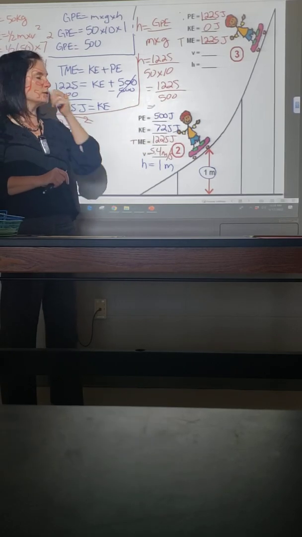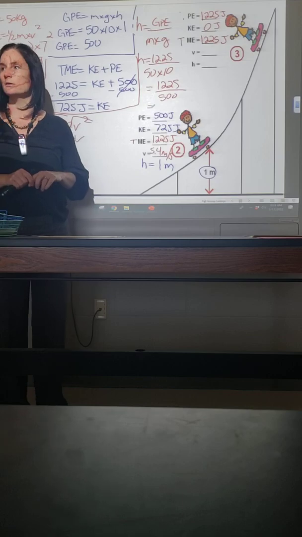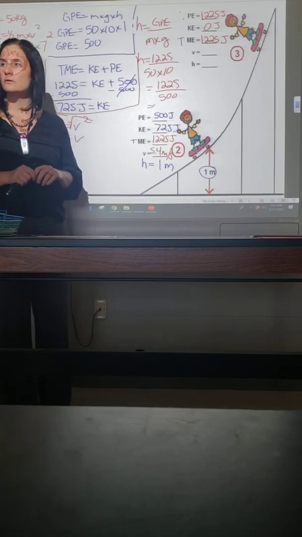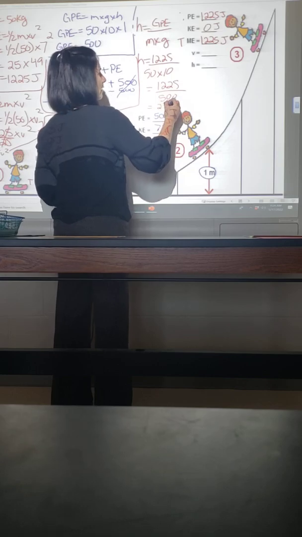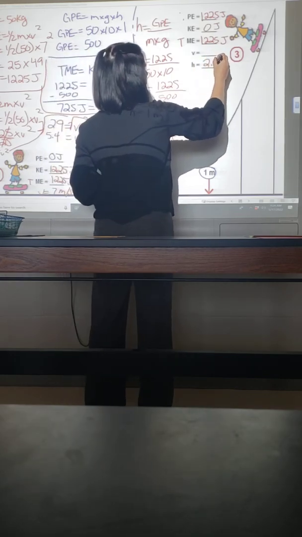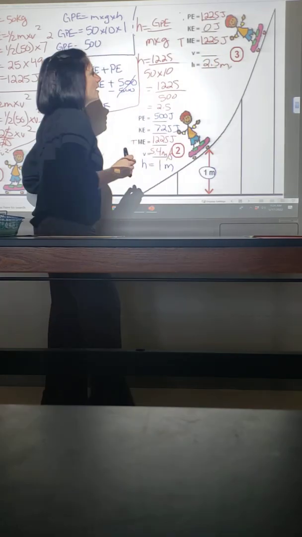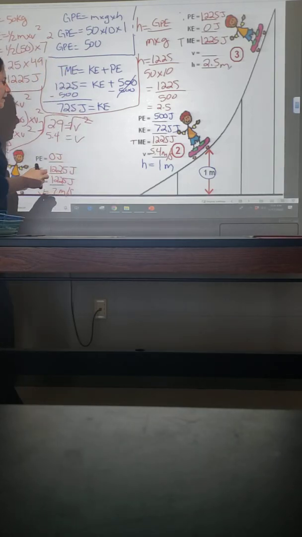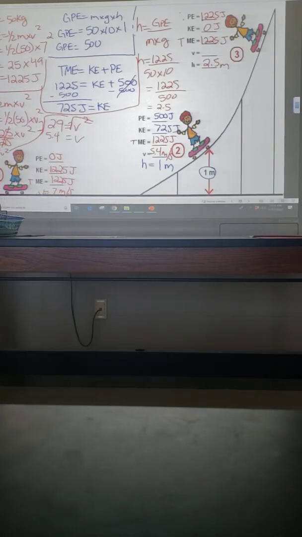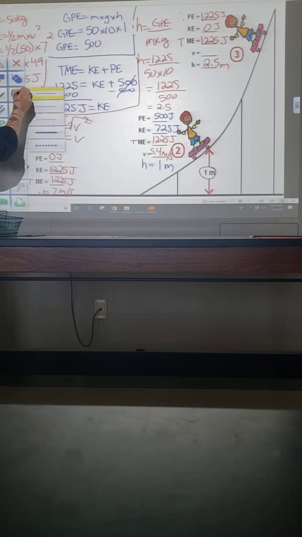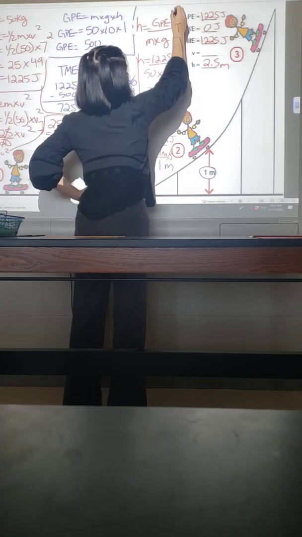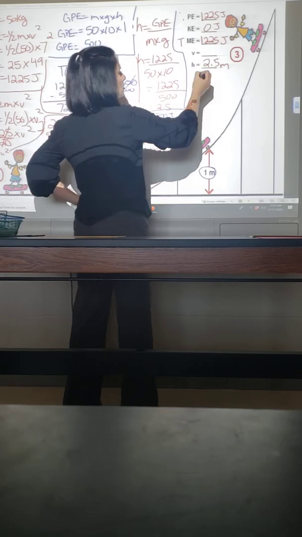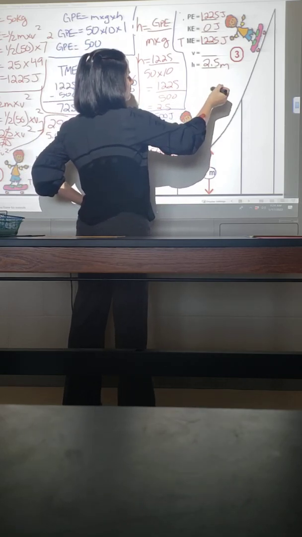Okay, so what is 1225 divided by 500? Kate, what do you have? 2.45. 2.45? Let's just go to 2.5. So height is 2.5 meters, and we are down to our very last and final variable. So, kind of block this off, that's one step. So we're solving for velocity.